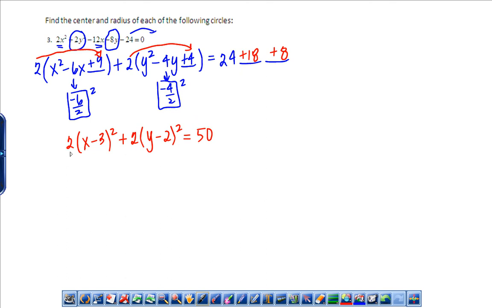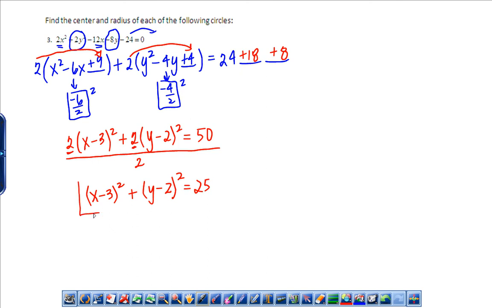Now on a circle, if you notice, there's not any coefficients. So let's get rid of them. So let's just divide everything by 2. So x minus 3 quantity squared plus y minus 2 quantity squared equals 25. This is your equation right here for a circle. So now we can write our center. Remember, in parentheses is opposite, so this should be 3, 2, with a radius. Take the square root of that, which gives you 5.